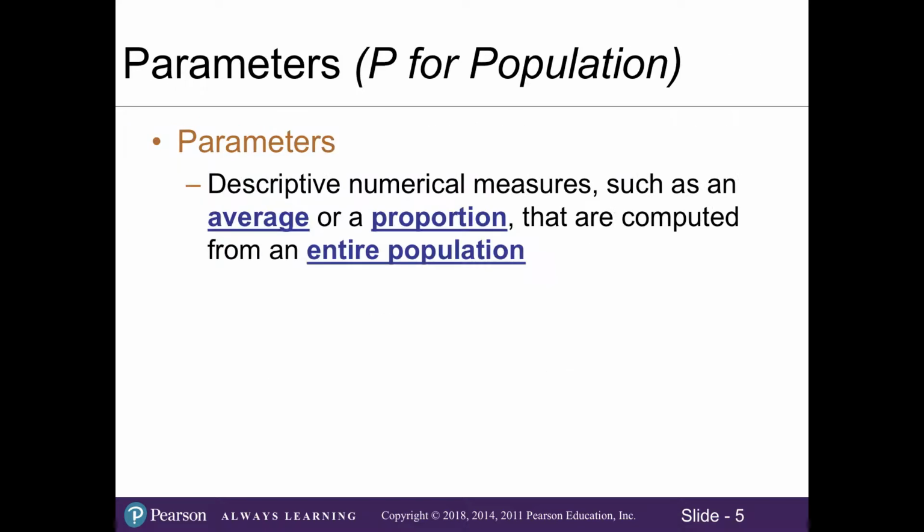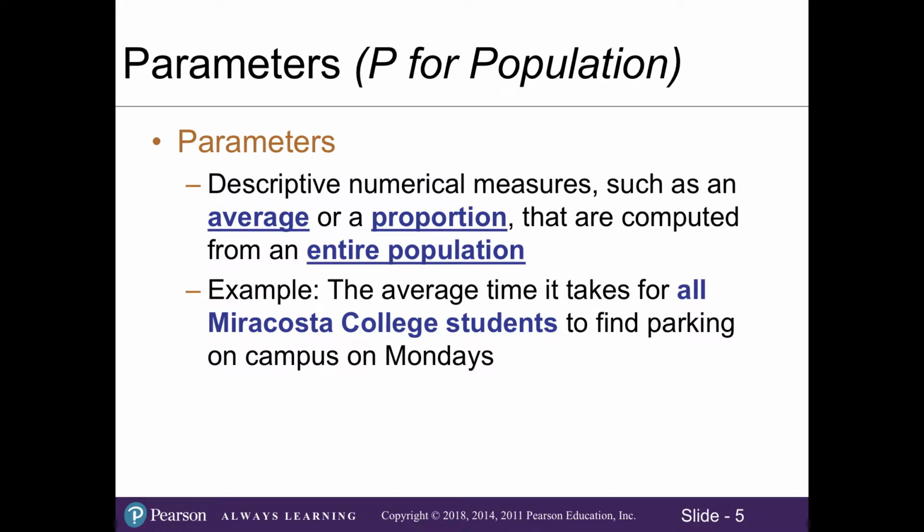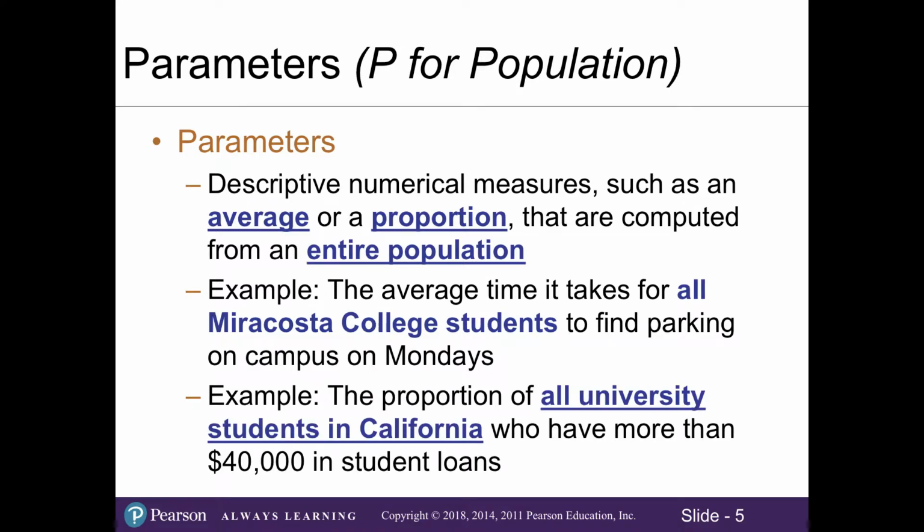Now, when we think about population, it's easy to remember parameters, P for population. A parameter is some numerical measure, like an average or a proportion, that is computed from the population. So the example here would be the average time it takes for all MiraCosta College students to find parking on campus on Mondays. Another example might be the proportion of all university students in California who have more than $40,000 in student loans. So think parameters is information about the population.